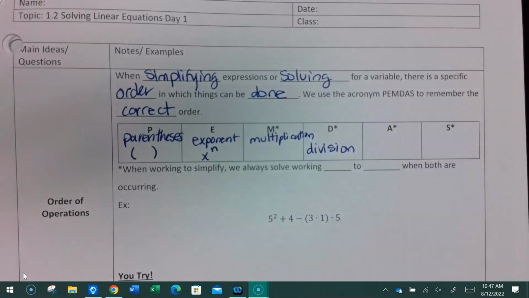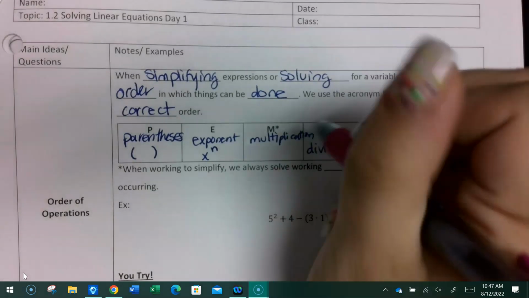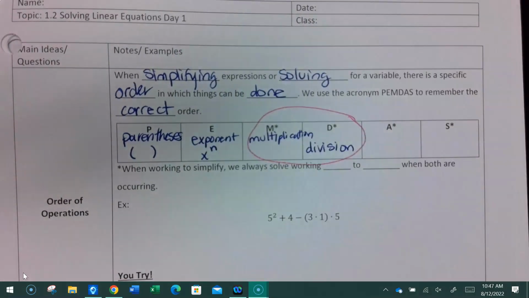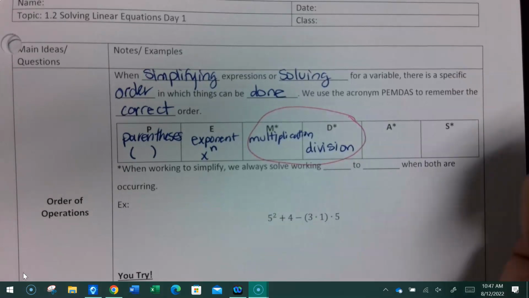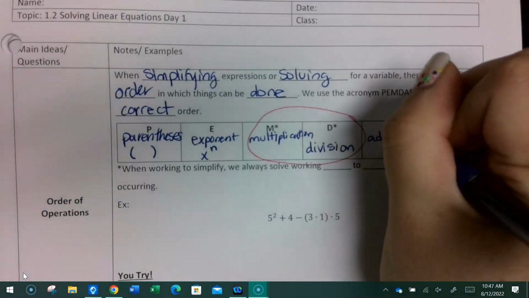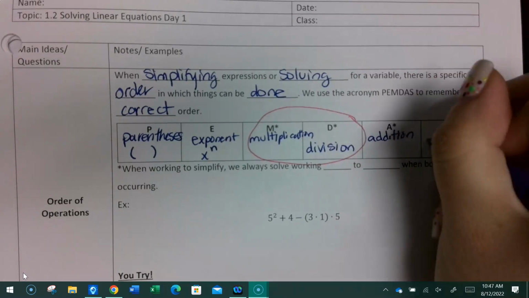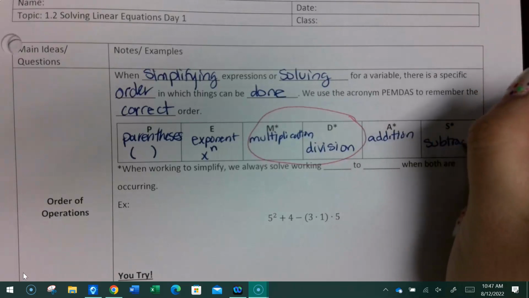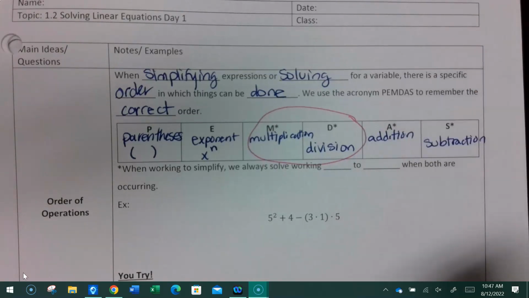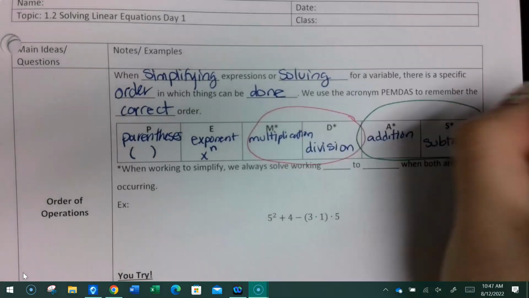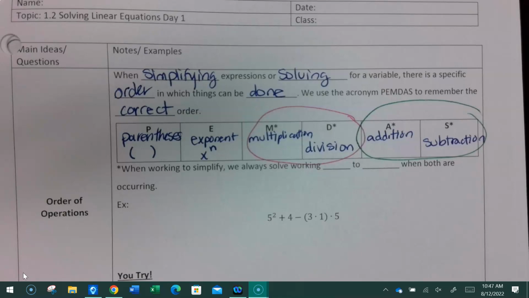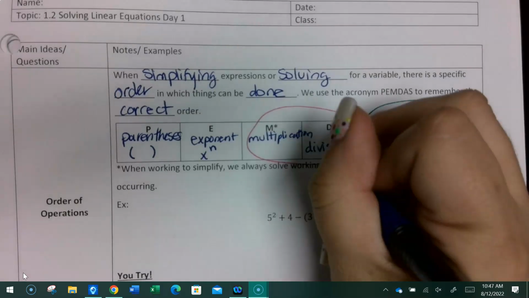And multiplication and division, the order doesn't matter. I mean, it does matter. It depends on which one comes first. Addition. And then S? Subtraction. Same thing with addition and subtraction. You do it based on which one happens first. Left to right. Left to right.